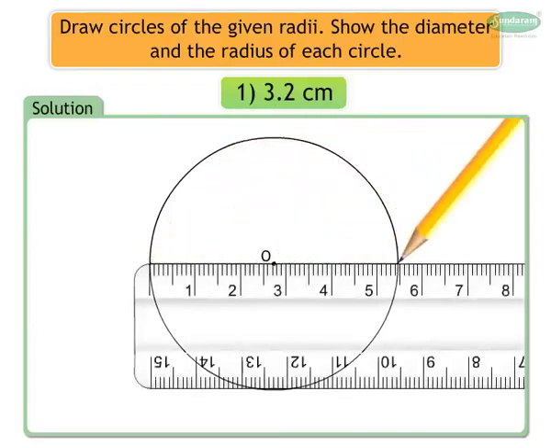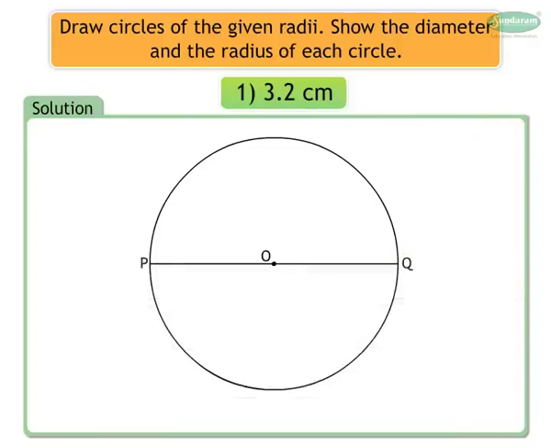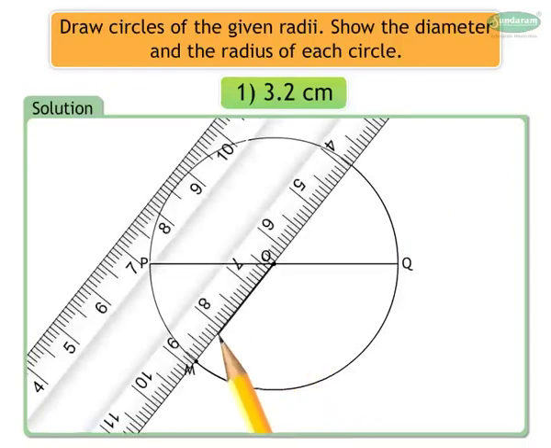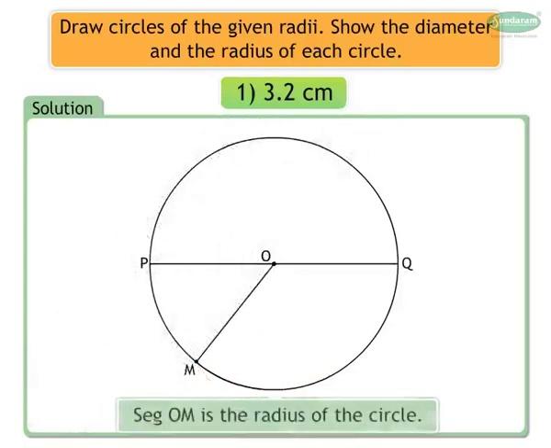Draw a segment that passes through the center of the circle. It is the diameter of the circle. Let's name it as PQ. Take another point M on the circle. Join O and M. Thus, segment OM is the radius of the circle with center O.